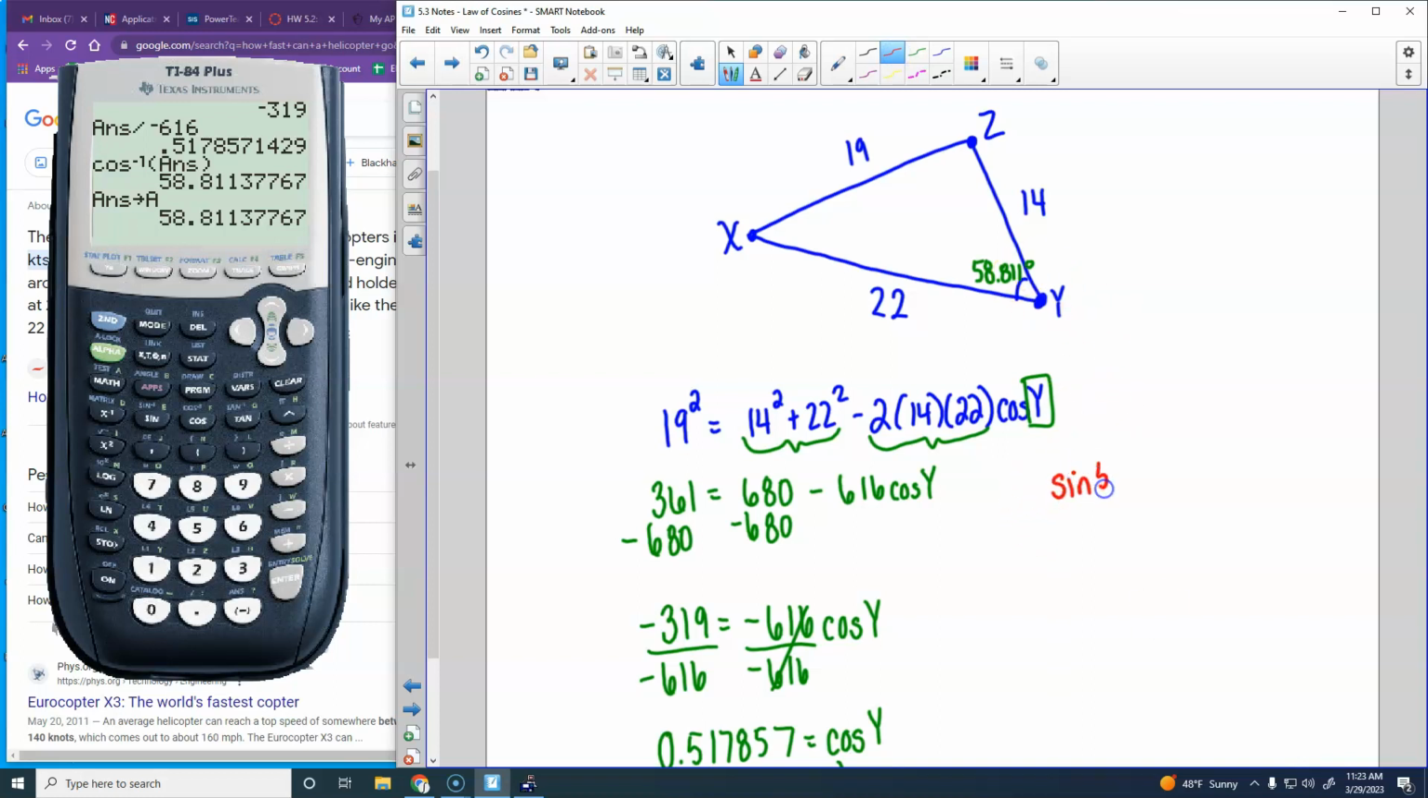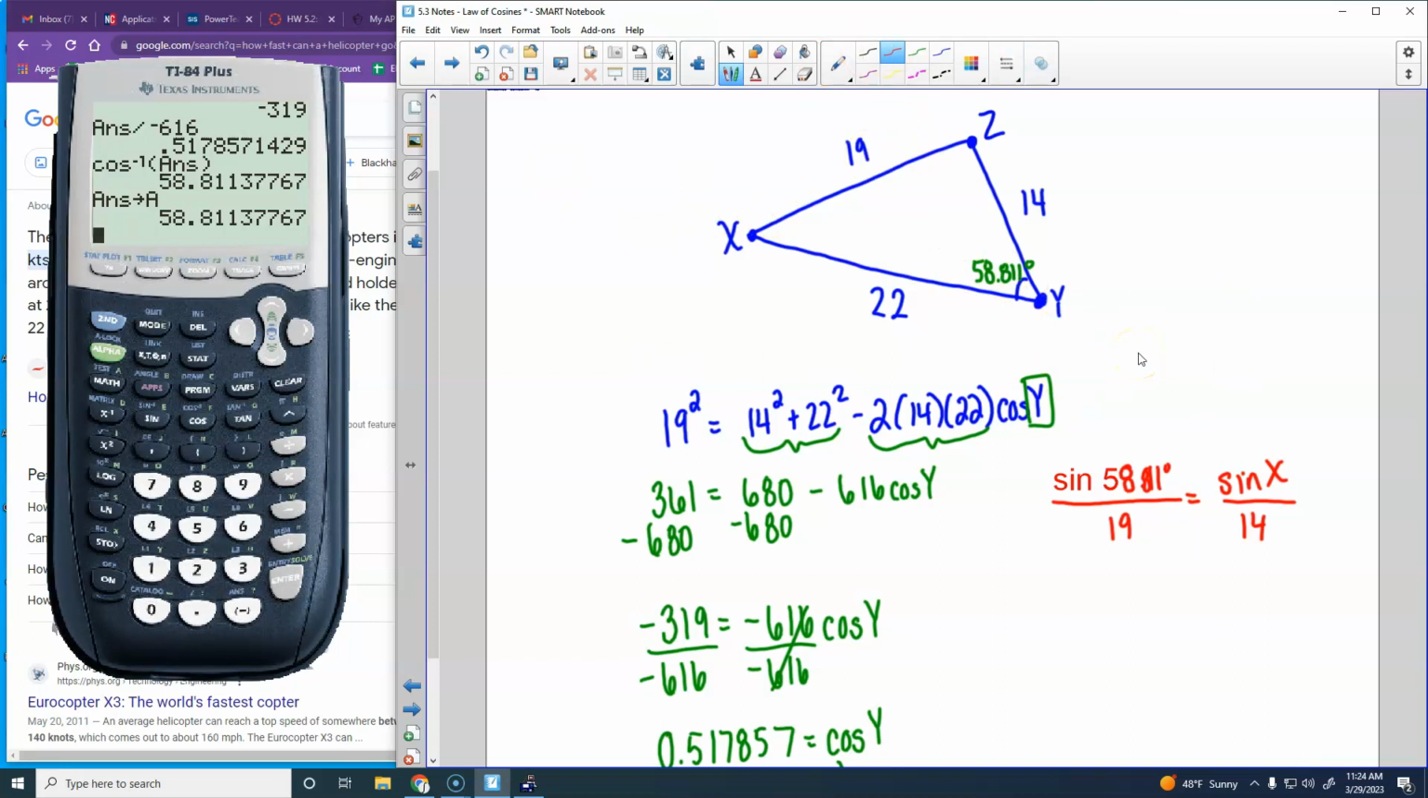Sine of 58.811 over 19 has to be used. And then you can find X or Z. It does not matter. Let's see. Maggie, which one do you want to find, X or Z? X. So if we want to find X, we'll have sine of X over the side across from it, which is 14. And so this is an angle side-side situation.